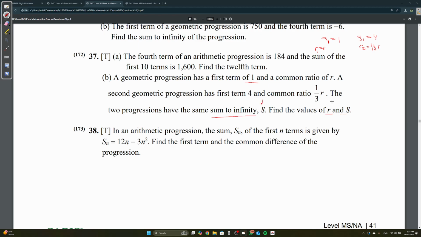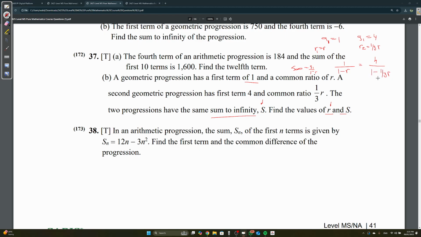So they want us to find the sum to infinity and the value of r. What's the sum to infinity? It's g1 over 1 minus r. We know that they're both equal for both progressions. g1 here is 1, r here is just r. We know it's equal to g1 over 1 minus r for this one, because it's given that both sum to infinities are equal. So g1 here in this case would be 4 over 1 minus r, in this case 1 over 3r. We know that these are equal.